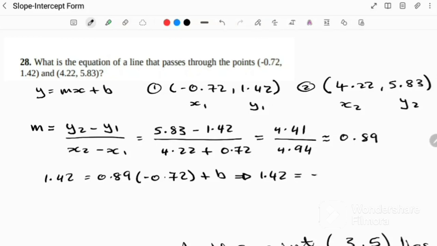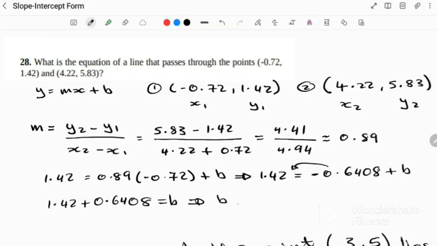And that gives us negative 0.6408 plus b. We're gonna move this over to this side, and this negative, when it moves, it becomes a positive when it moves to the other side. So we're gonna have 1.42 plus 0.6408 is equal to b.